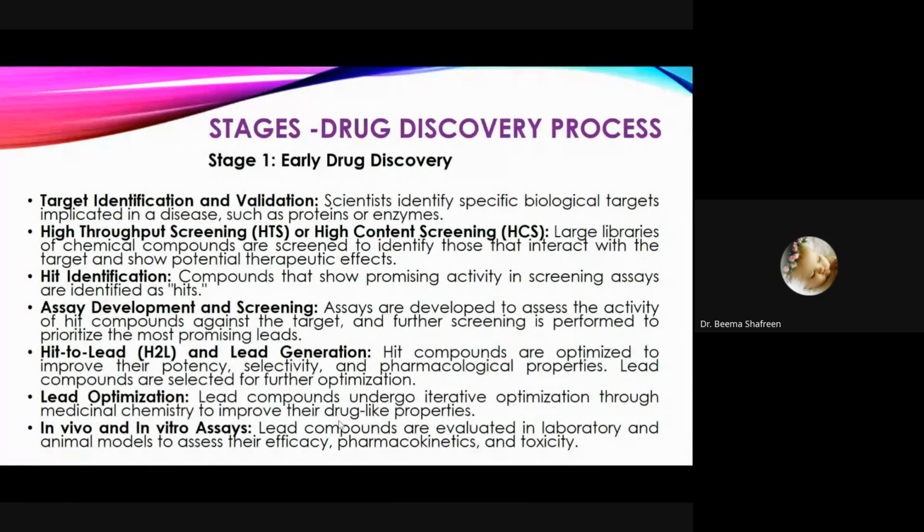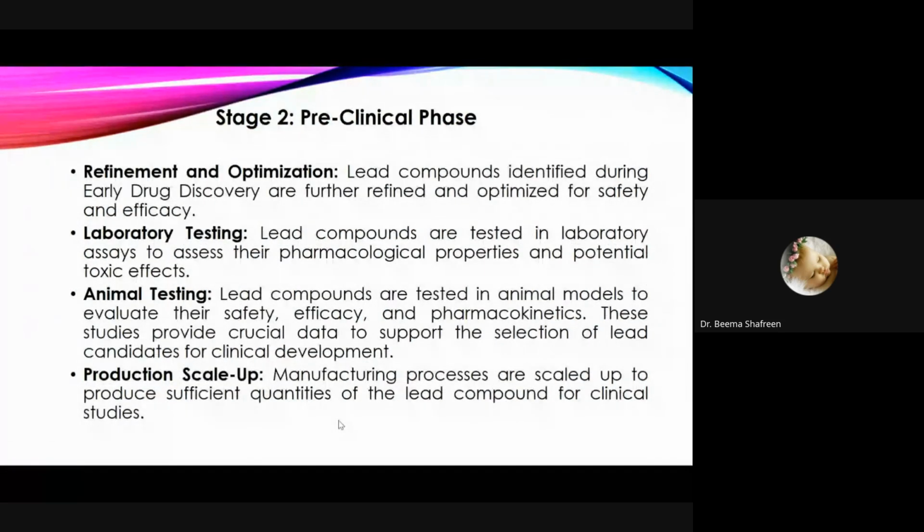And finally, we'll be going for in vitro and in vivo assays, where the evaluated compounds in the laboratory will be tested in animal models in order to assess their efficacy, pharmacokinetics, as well as toxicity. Stage 2 is the preclinical phase, where the refinement and the optimization will be carried out.